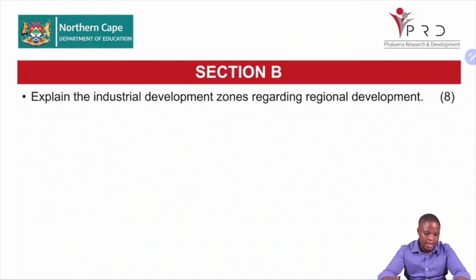Now we're moving to the 8-mark questions. This one says, explain the industrial development zone regarding regional development. Remember the IDZ that was criticized. That's why we are now focusing more on SEZ. We are going to explain the IDZ for 8 marks. This question you find on 3.4 because it's remembering information. You are going to be given 5 minutes to write 4 full sentences. Then we look at your answers.